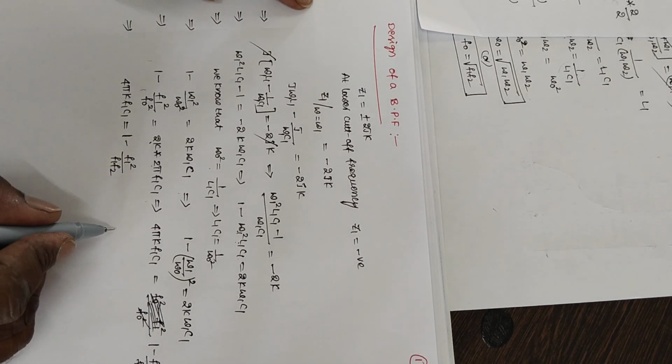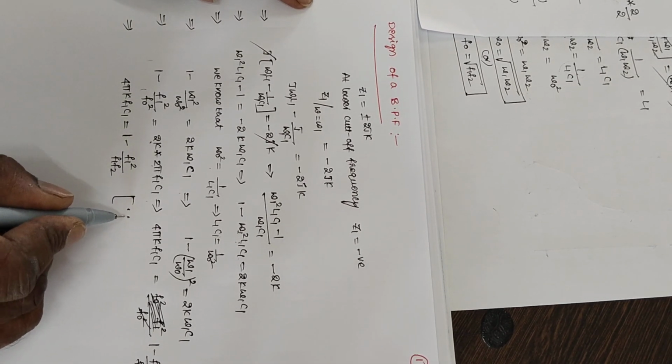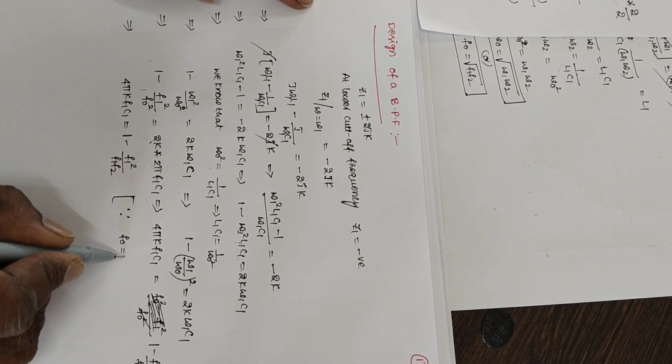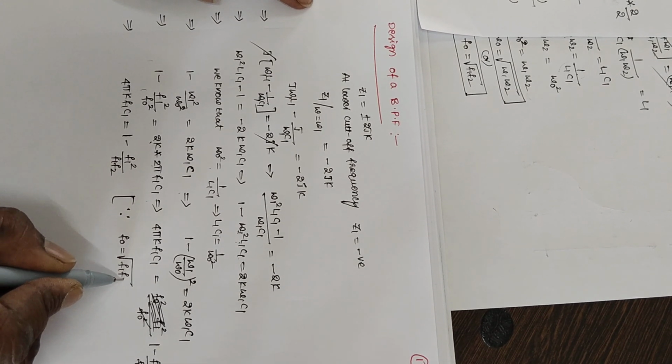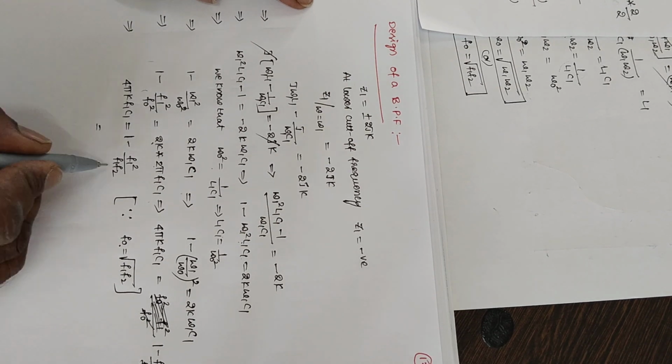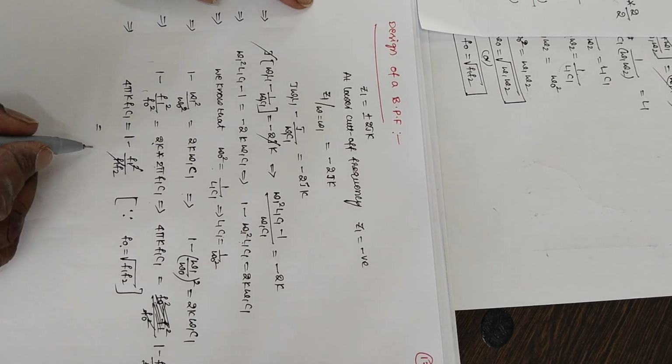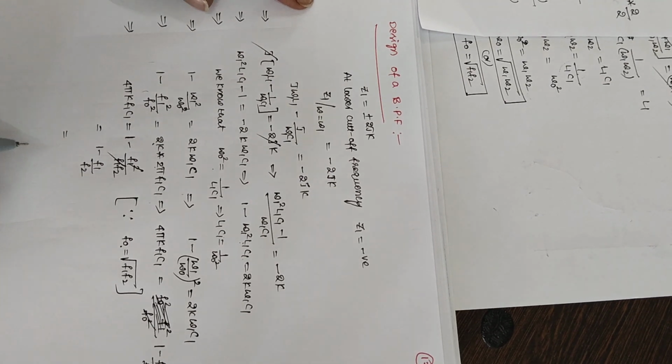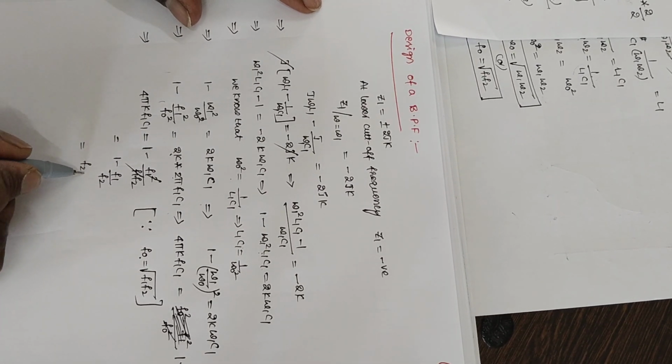Using that relation, f naught is equal to square root of f1 and f2. F naught square is equal to f1 f2. So this f1 will get cancelled here. It is 1 minus f1 by f2. So it is f2 minus f1 divided by f2.